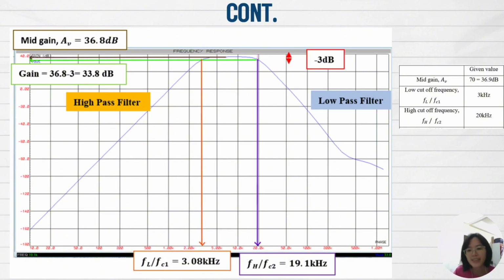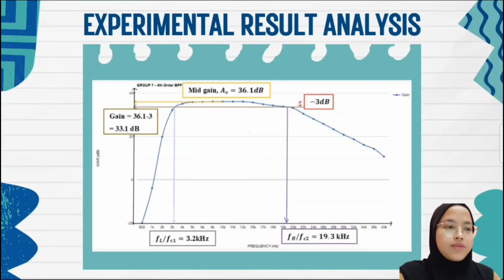From the frequency response graph, we can analyze that it consists of a high pass filter and a low pass filter. When we compare the result of our simulation with the given value, we can see that it is almost the same. Okay, so after the experiment testing was done in the lab, this is the experimental result that we get from the experiment that we have conducted.